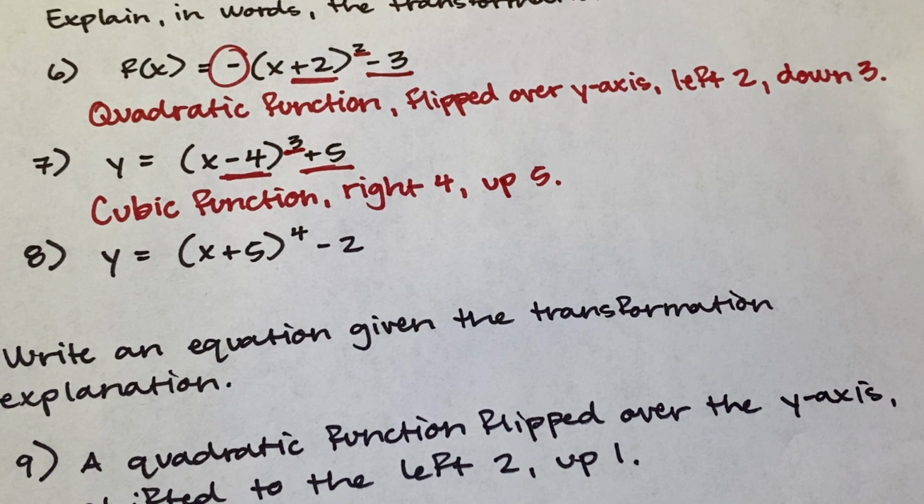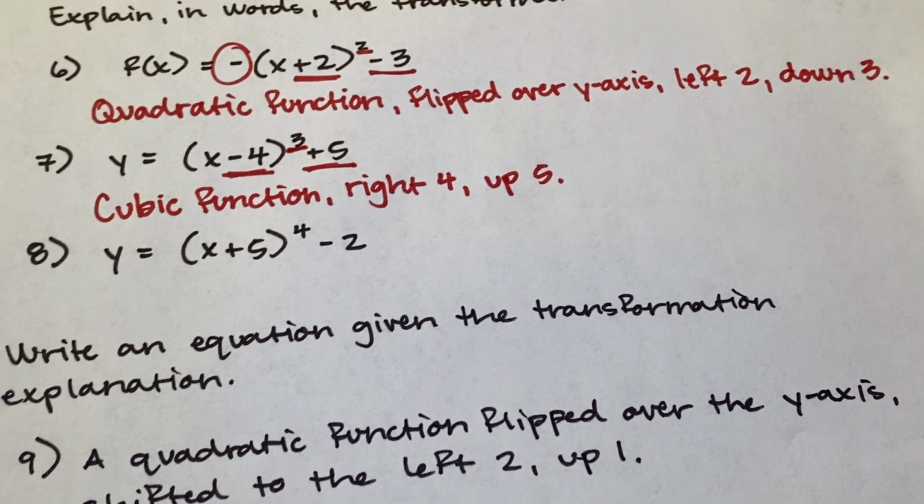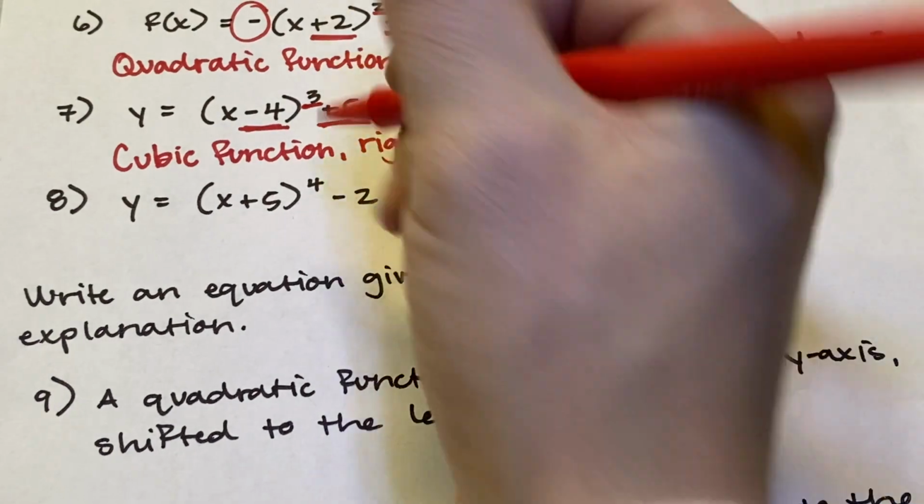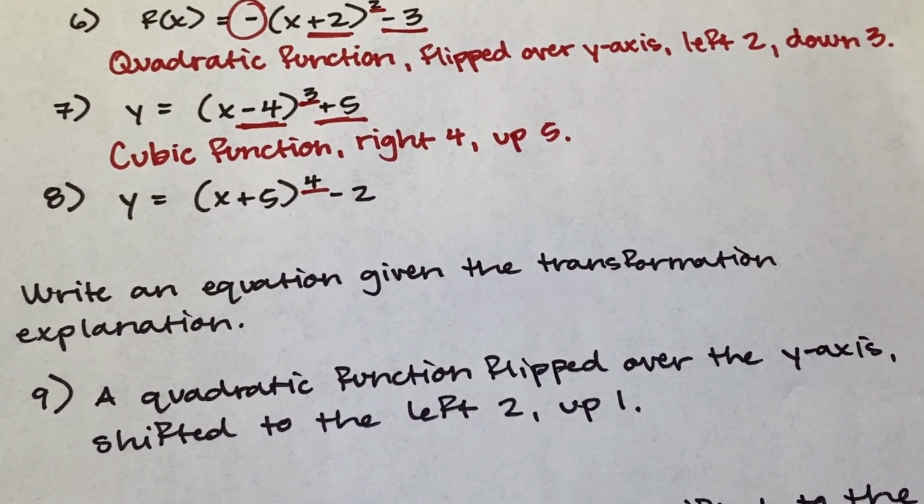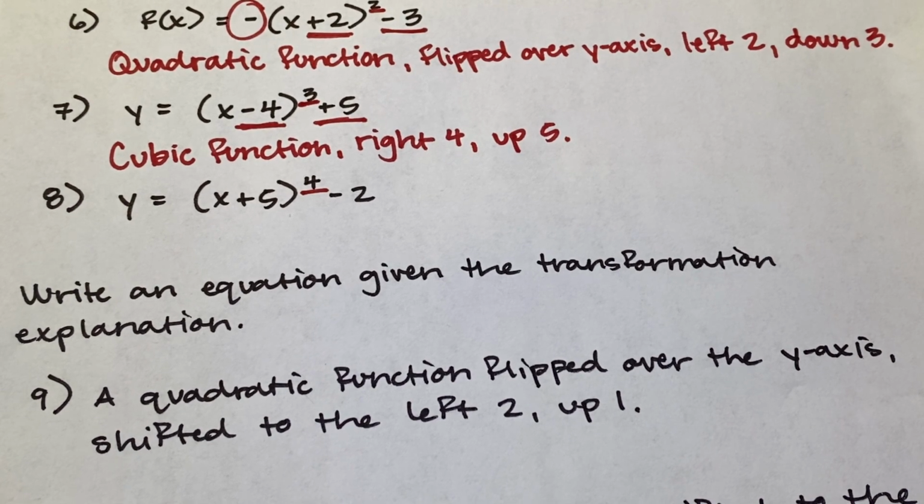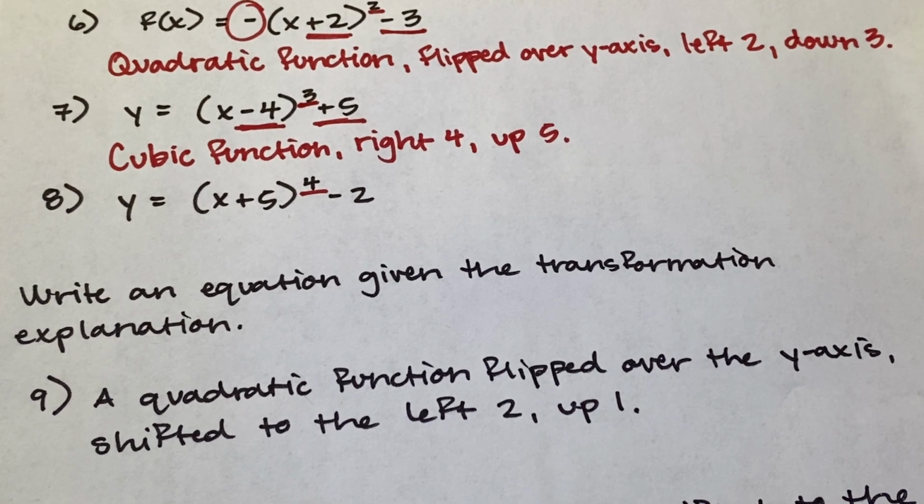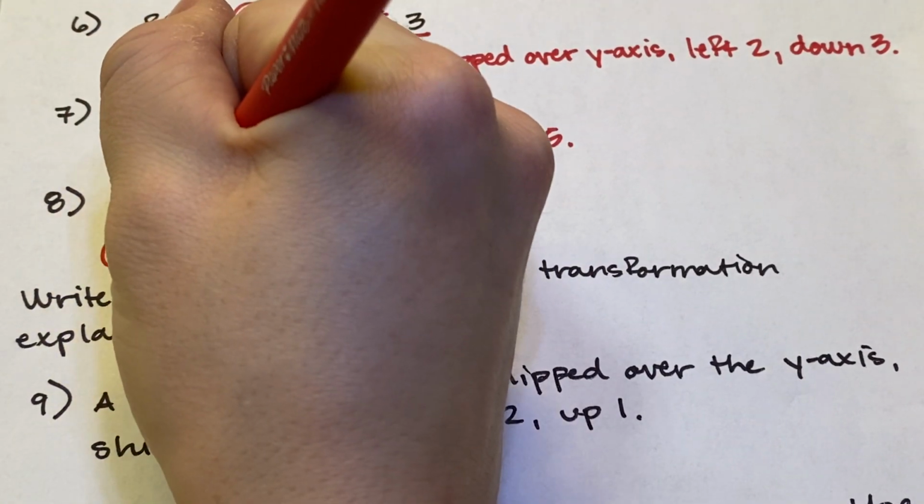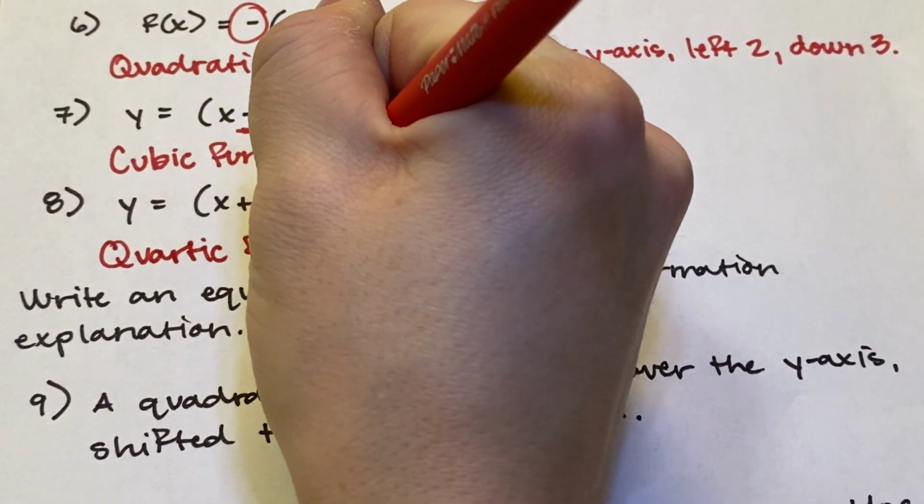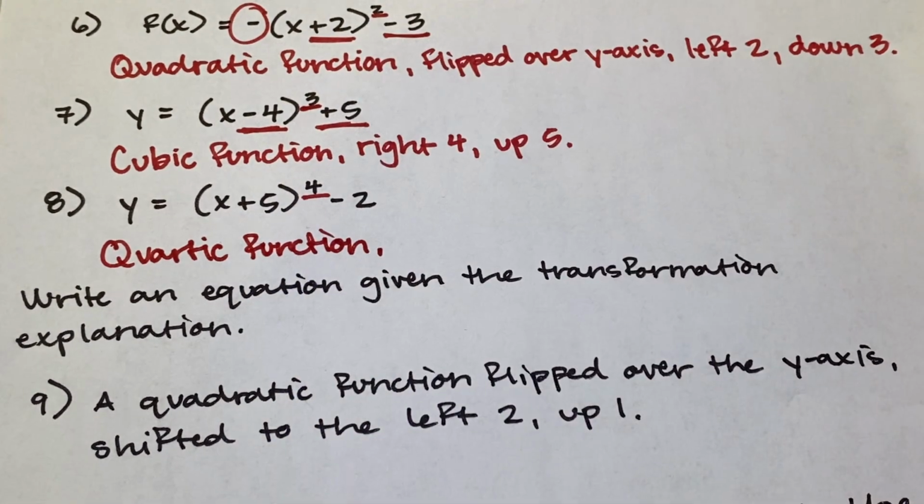And boom, we're done. Okay, next one. Let's name the function. The highest degree I see is 4. What's it called when the highest degree is 4? What was the name? Not quite. Absolute value was the 2 bars. Quadratic was 2. What about the 4th power? Not cubic, that was 3. Quartic. I know, funny word. This is a quartic function.